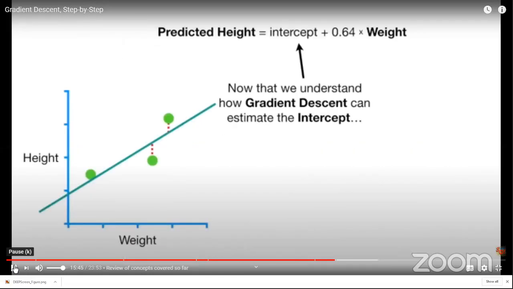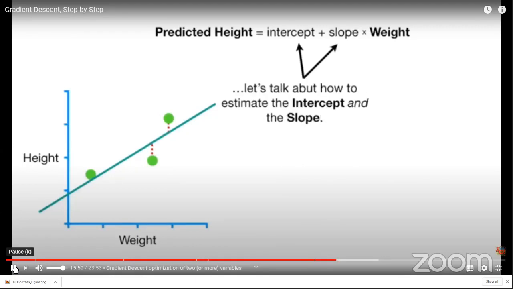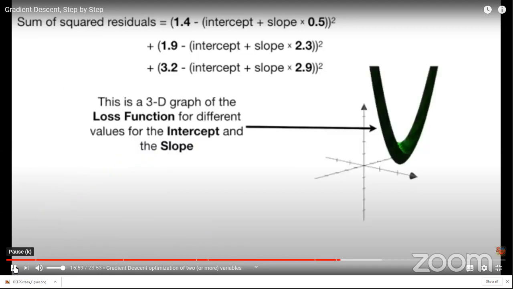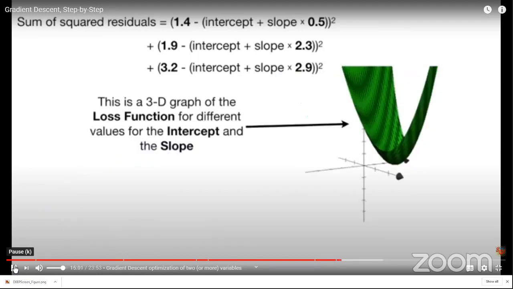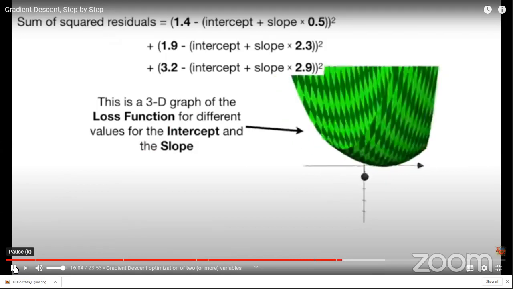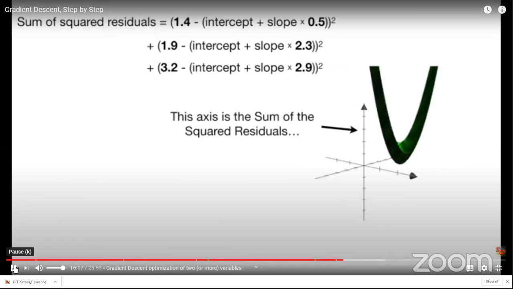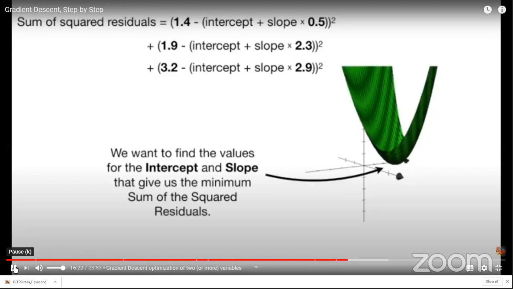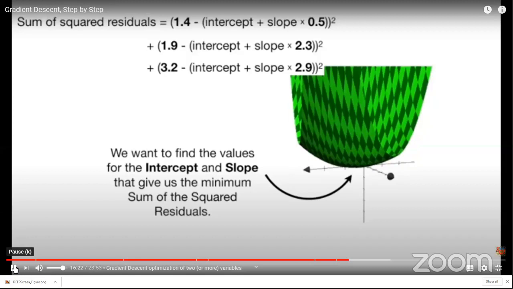Now that we understand how gradient descent can calculate the intercept, let's talk about how to estimate the intercept and the slope. Just like before, we'll use the sum of the squared residuals as the loss function. This is a 3D graph of the loss function for the different values for the intercept and the slope. This axis is the sum of the squared residuals. This axis represents different values for the slope, and this axis represents different values for the intercept. We want to find the values for the intercept and slope that give us the minimum sum of the squared residuals.